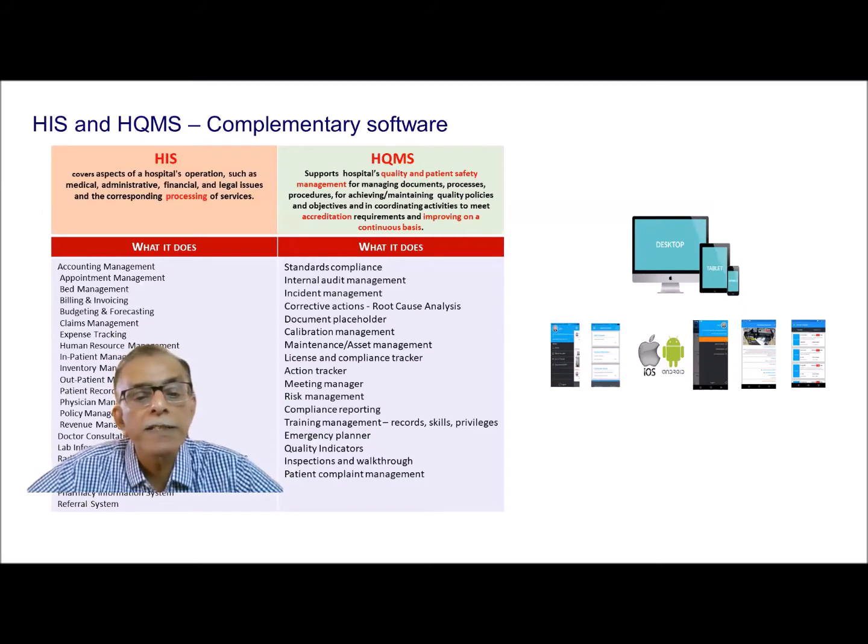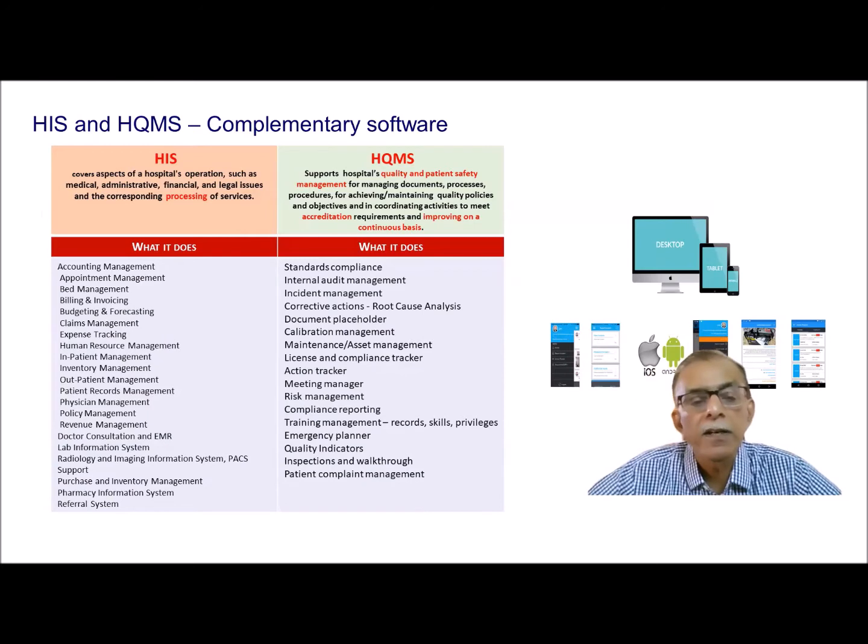Now, what is the difference between HIS, Hospital Information System software, and HQMS? You can see clearly here that the HIS is mainly with respect to managing the business part, the billing and the operational management of the patient's life cycle. While the quality management software is complementary to the HIS, it addresses certain other requirements which are often not covered in the HIS or EMR software, electronic medical record software.